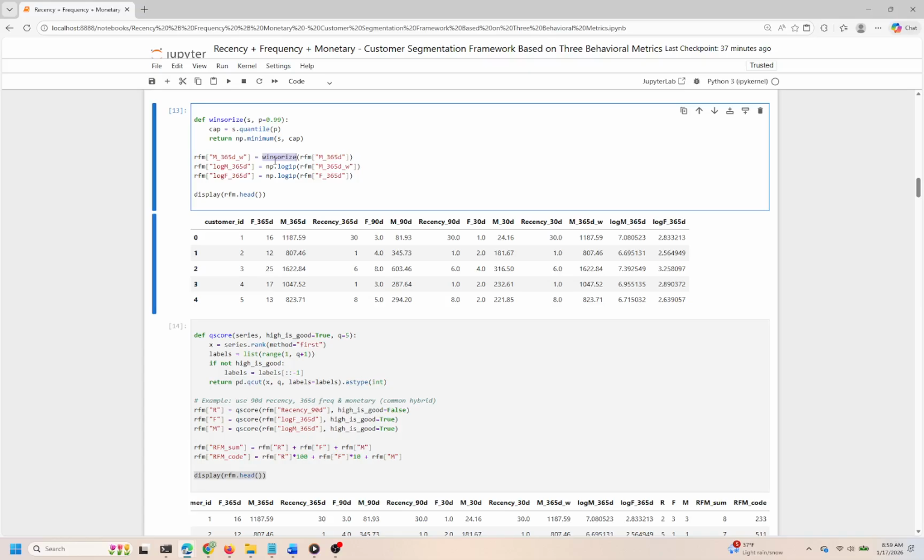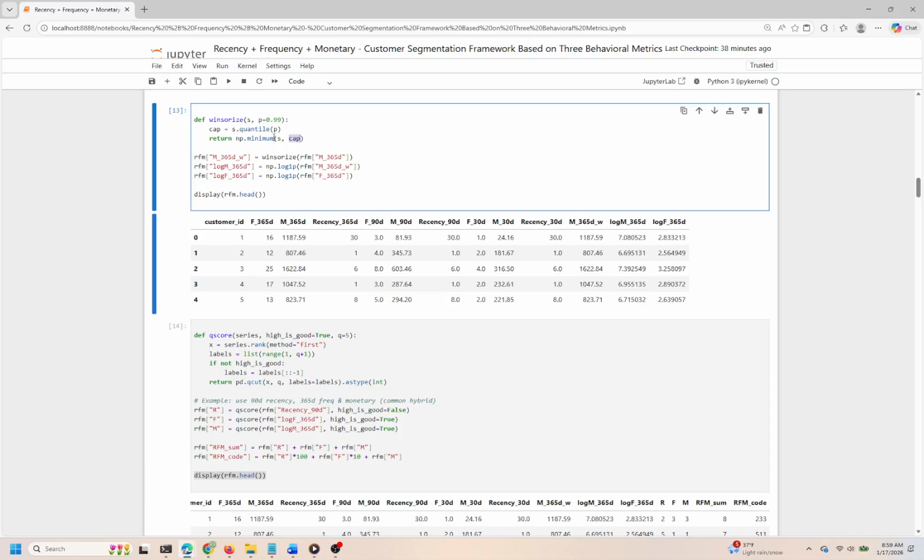First, the function defined here, named winsorize, takes in a series and a parameter p, which defaults to 99%. Essentially, the function calculates the pth quantile of the provided series and uses this value as a cap. By applying this cap, we ensure that any values higher than the determined quantile are replaced with this threshold. This is crucial in preparing our data because outliers can distort statistical measurements and lead to misleading insights.